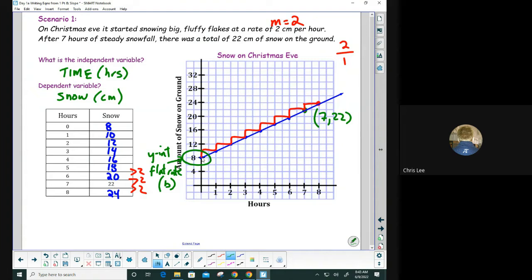So can I now model this whole situation with an equation? The question told me the slope. We just worked backwards on the graph and in the table to get our y-intercept. So put those 2 bits of information together and give me an equation. Very nice.